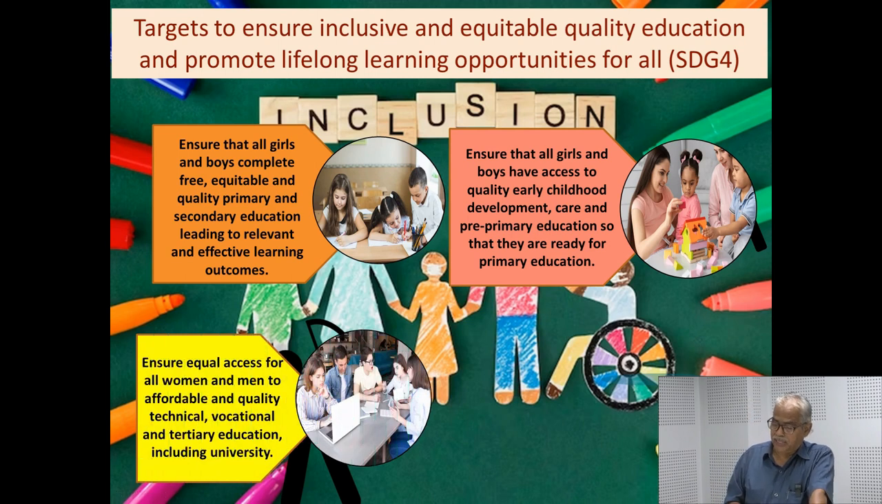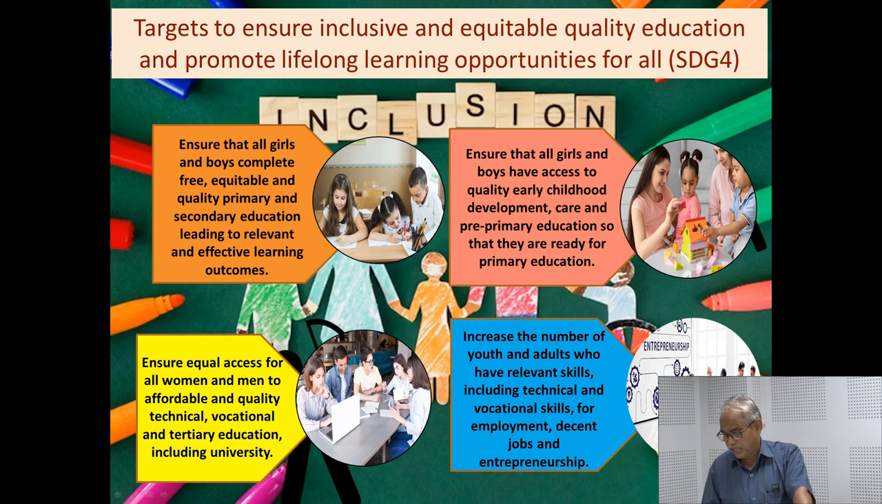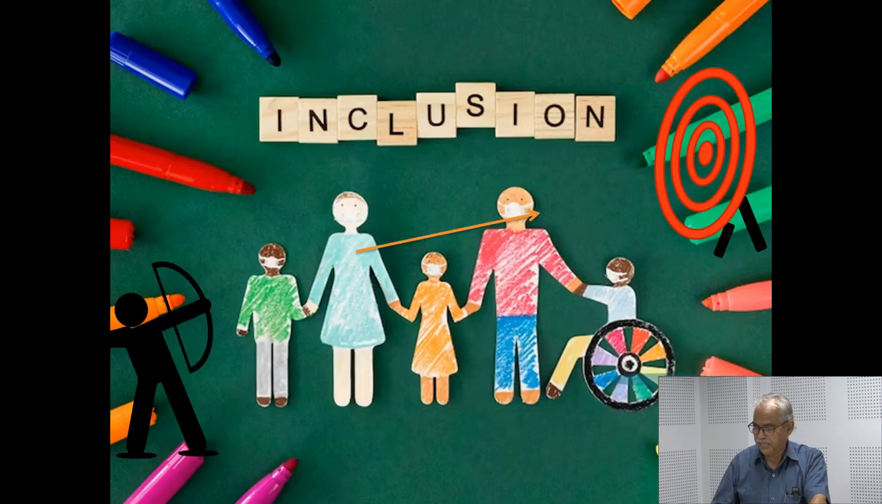So pre-primary education, so that they are ready for primary education and schooling. We must ensure equal access for all women and men to affordable and quality technical, vocational and professional education at the tertiary stage, at the higher education stage, including the universities and colleges. The fourth one is linked with lifelong education to increase the number of youth and adults who have relevant skills, including technical and vocational skills, for employment and having opportunities for continuing education to improve and modify our skills according to the job requirements and to avail the opportunities for economic development and entrepreneurship.